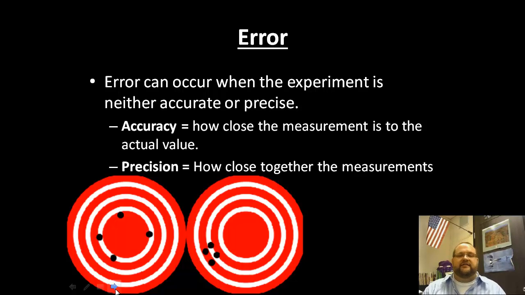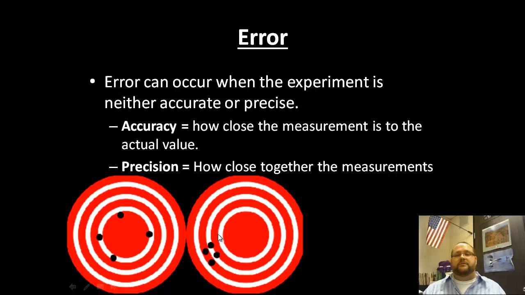Precision's a little different. This is how close together the measurements are. This target to the left has accurate but not precise shots. So the bullets are not close together at all, but they're all relatively close to the center. This one over here is precise. All the bullets are very close together, but it's not accurate.